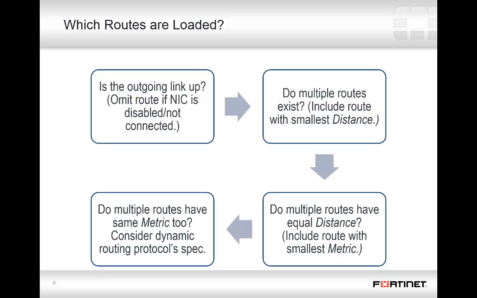When two or more routes have the same destination subnet, only the ones with the smallest distance are included. If the distances are equal, only the routes with the smallest metric are included. If the metric also is identical, then depending on the dynamic routing protocol's rules, FortiGate will select which one to include in the cache.